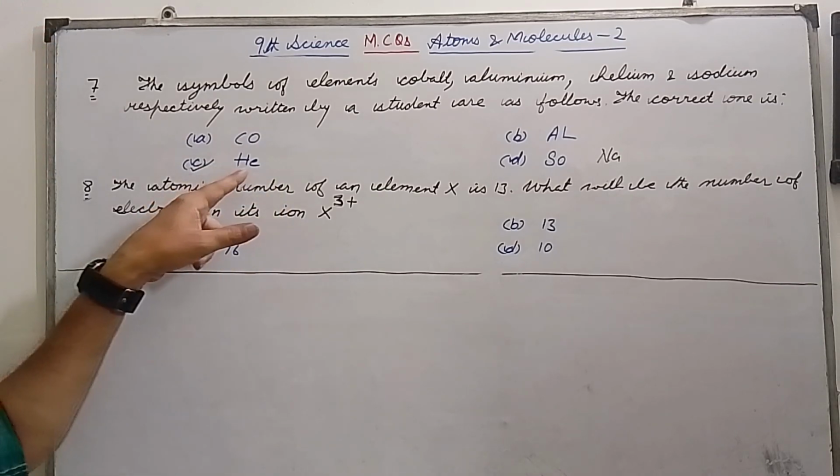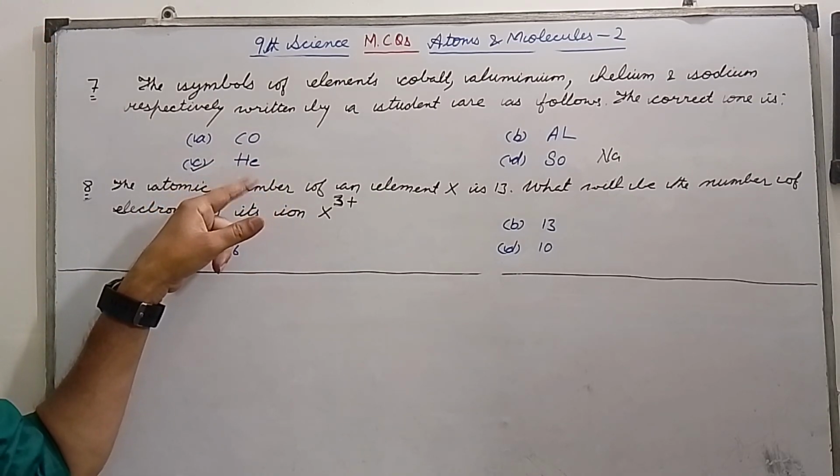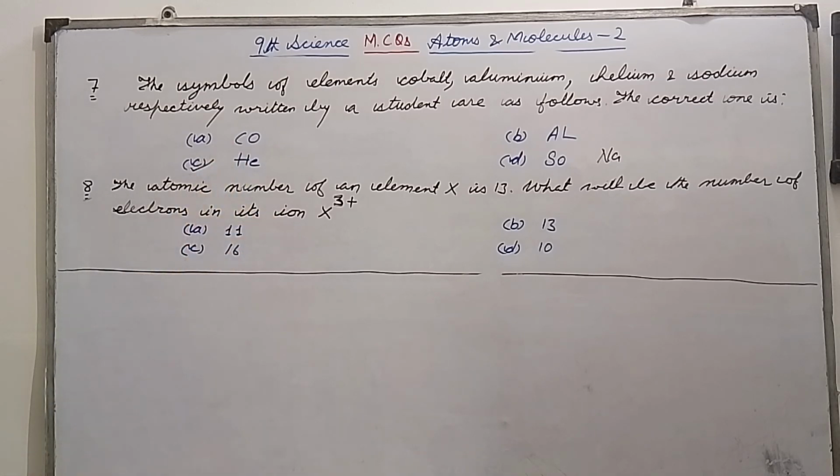So C is the correct option. This is the symbol for helium: capital H, small e. So C is the correct option.